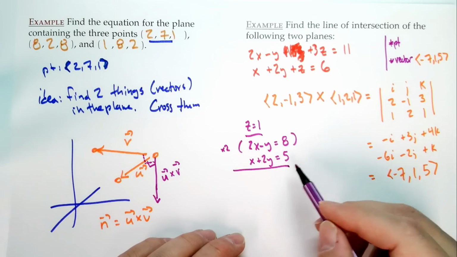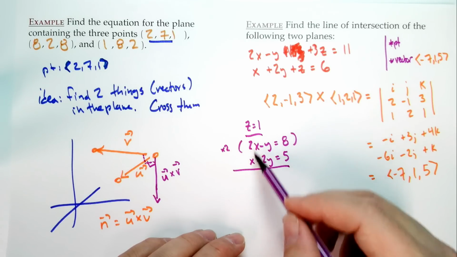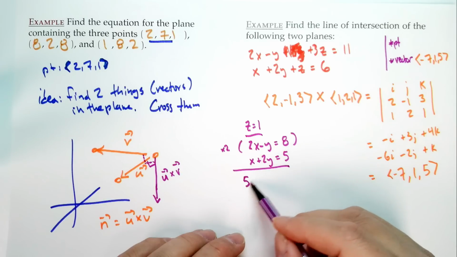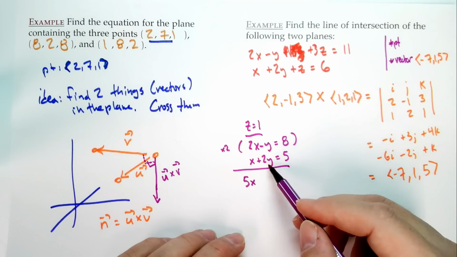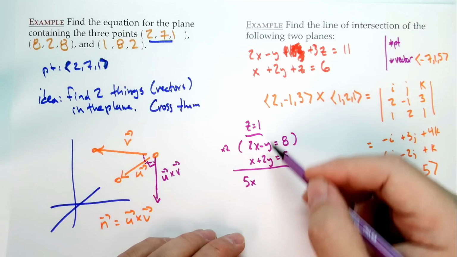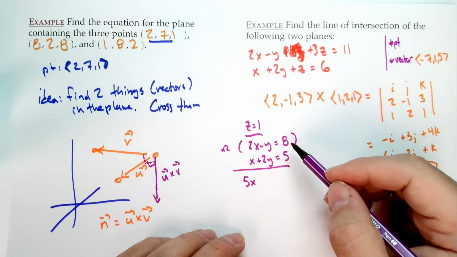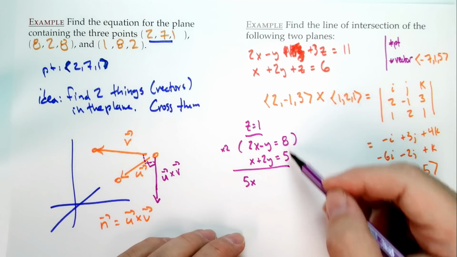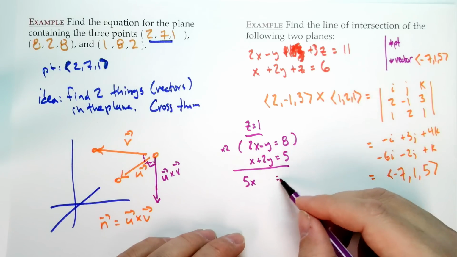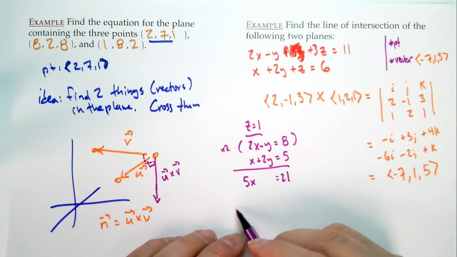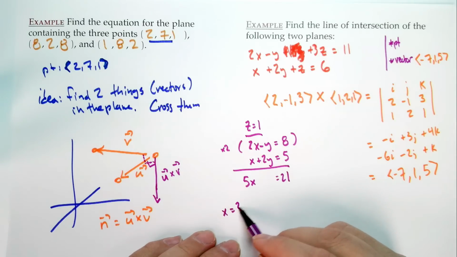and then add. If I do that, I'll get 4x plus x, 5x, minus 2y plus 2y. And that, see, that's why I did that multiplied by 2, so that I get cancellation. Gone. Then I get 16 plus 5 is 21. So I can conclude x is 21/5.